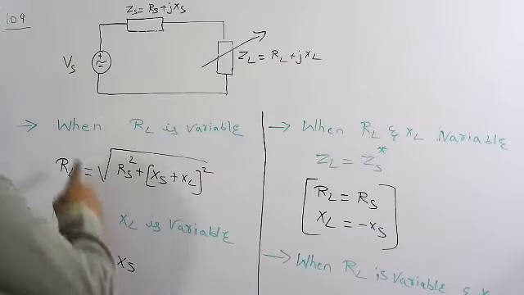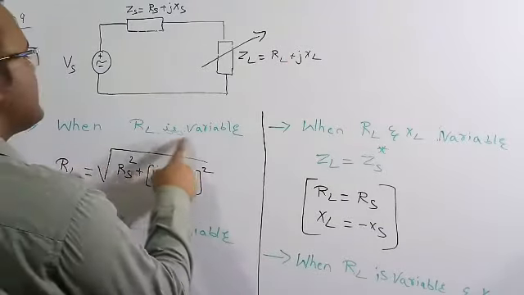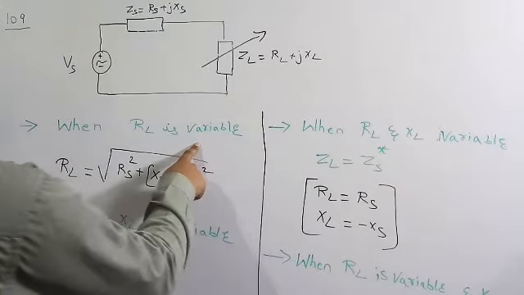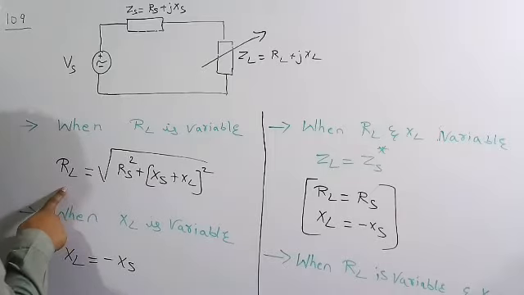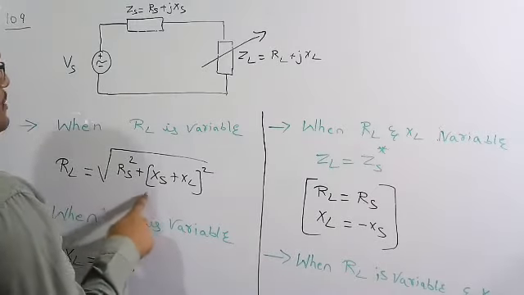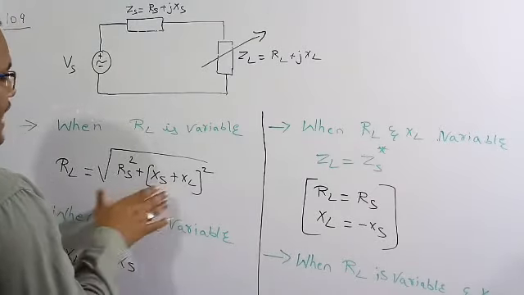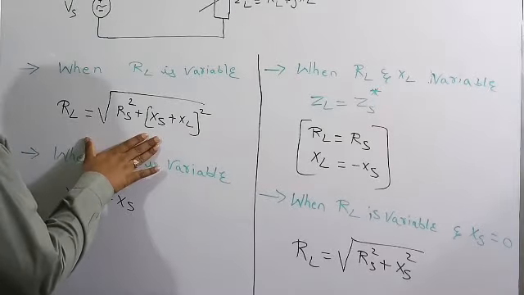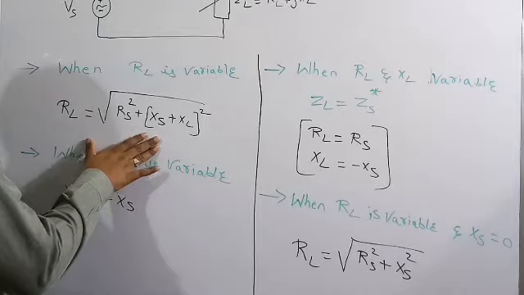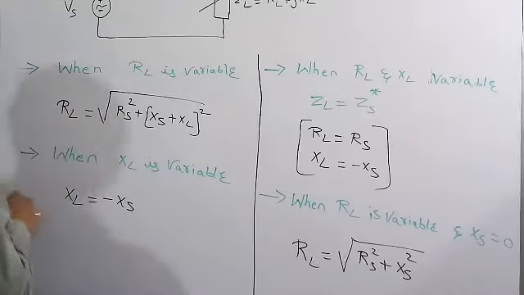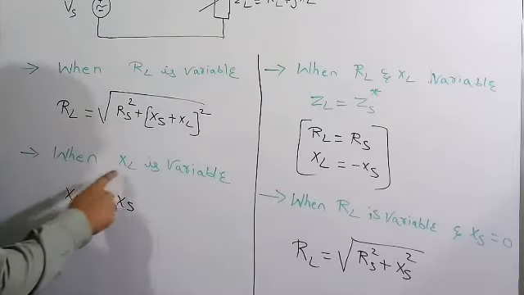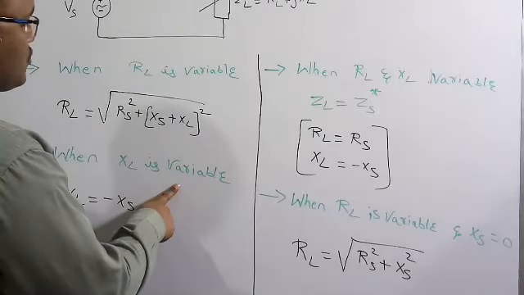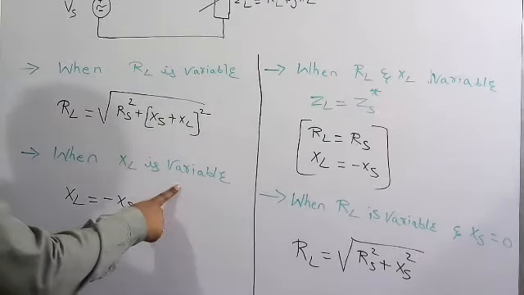Let me assume only RL is variable, means XL is a fixed quantity. Then when RL is equal to root over RL square plus (XS plus XL) whole square, at this value of RL the maximum power will be transferred from the source to the load, only at this condition. Now suppose only XL is variable, then RL has to be a constant value.